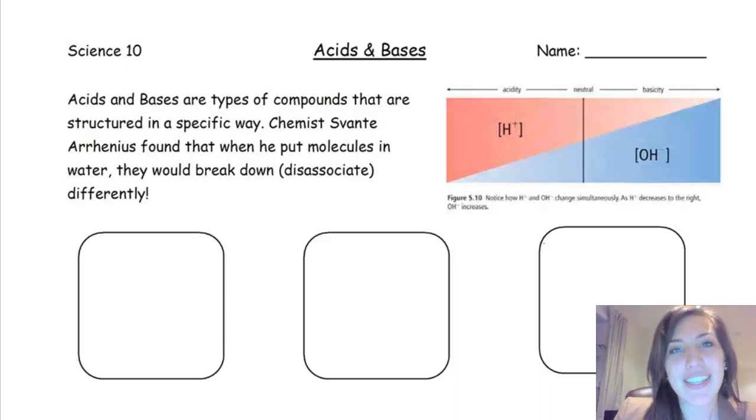You can find this in 5.1 of your BC Science 10 textbook, and it is kind of a big section, so we are going to look at this for 2 days in class.